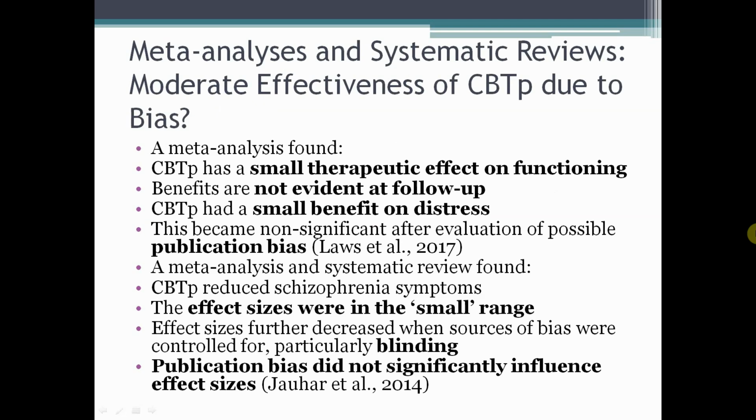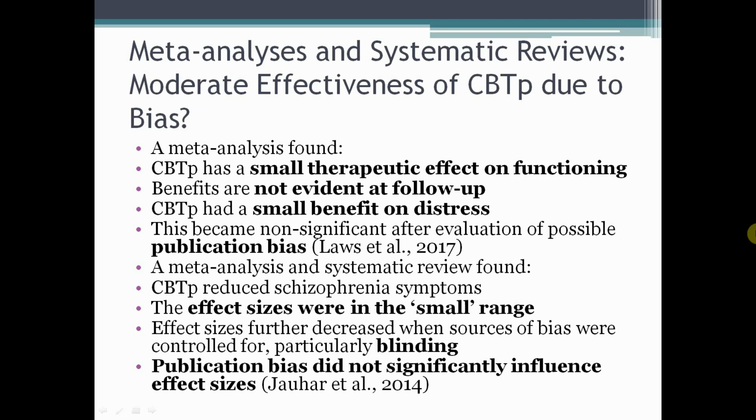Some meta-analyses and systematic reviews of RCTs demonstrate moderate effectiveness of CBTP for adults with schizophrenia. A meta-analysis revealed that CBTP has a small therapeutic effect on functioning at the end of treatment, but these benefits are not evident at follow-up.